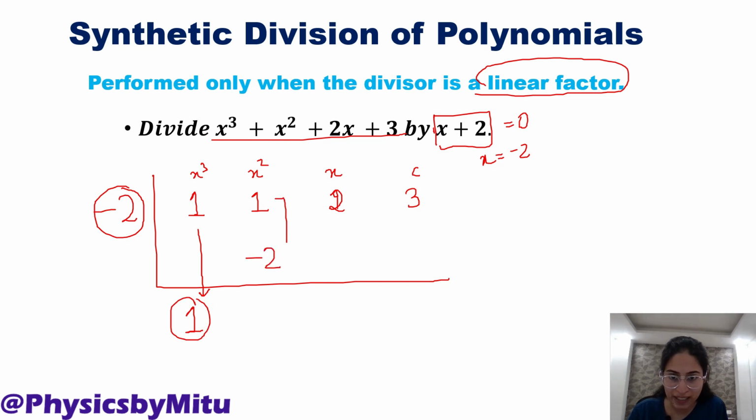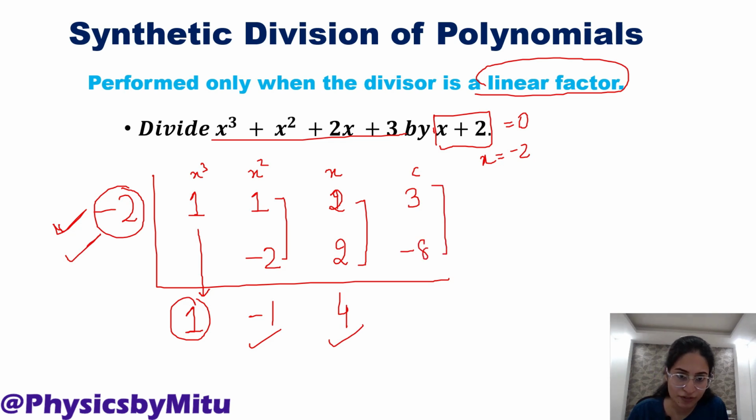Put it here. अब इनका sum कर दो. 1 minus 2 is minus 1. Now product of minus 2 and minus 1 is 2. Sum of 2 and 2 is 4. Product of minus 2 and 4 is minus 8 and sum of 3 and minus 8 is minus 5. Now this is your remainder.